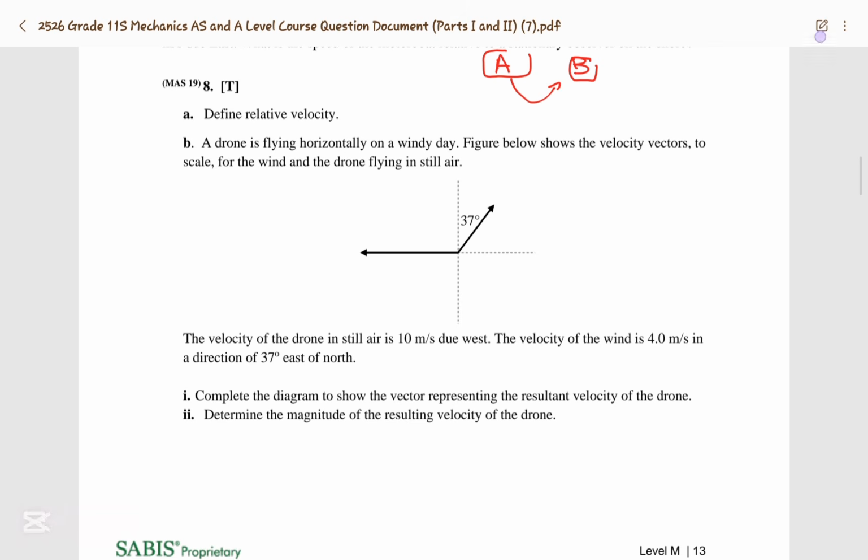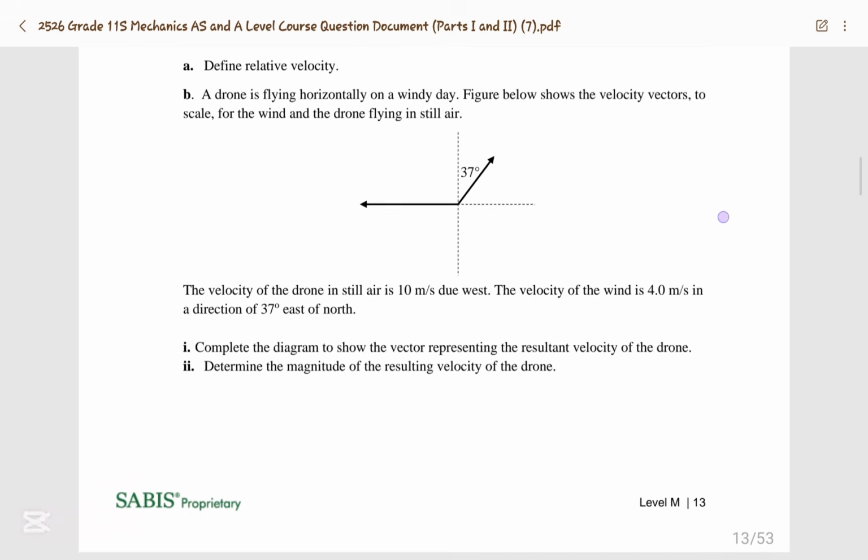So basically, if B is at rest and I see A is moving, then the relative velocity of A to stationary observer B is the velocity that we're talking about. So relative velocity is when you're comparing the velocity of something compared to a stationary observer. This is what they're trying to say from what they wrote in the answer key. We'll move on to part B.